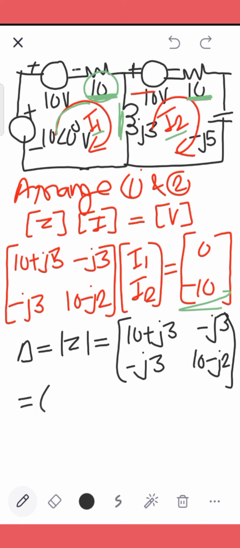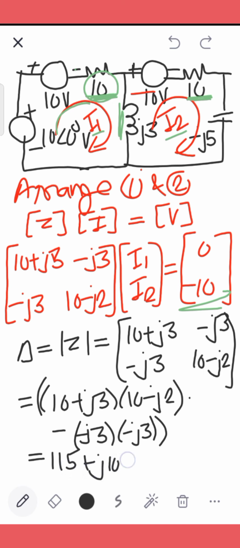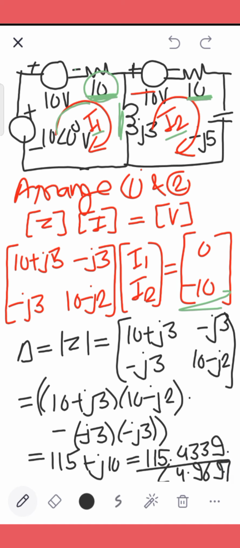Simply put in the calculator: (10 minus J2) times (10 plus J3) minus (minus J3)(minus J3). That is 115 plus J10, and in polar form 115.43 at an angle of 4.9697. This is the answer for your del.